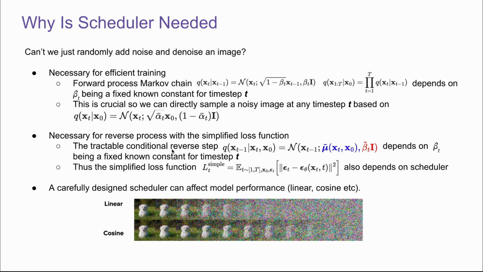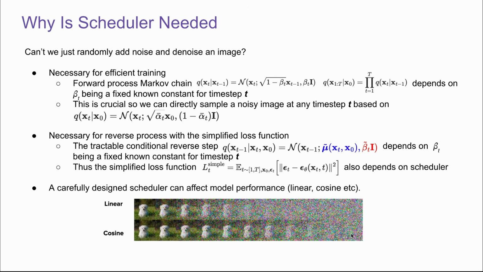Second reason is it's necessary for the reverse process with the simplified loss function. Remember the tractable conditional reverse step q(xt minus 1 given xt and x0) depends on beta t being a fixed known constant for time step t. And we have gone through a very lengthy math deduction to get the simplified loss function, the MSE of the forward noise and the model predicted noise in the reverse diffusion process. So it also depends on the scheduler. The third reason is a carefully designed scheduler can affect model performance. For example, the first one is from the original linear scheduler. The second one is a cosine scheduler where the beta is shared in previous slides.